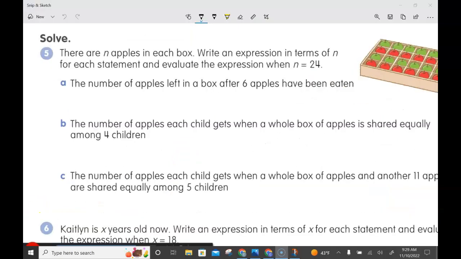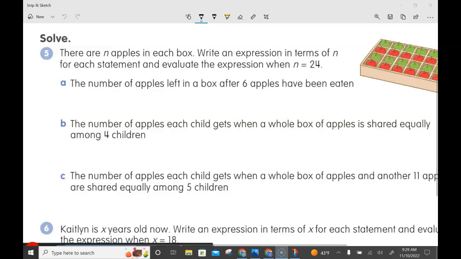Now we're going to take a look at number 5 on page 16. So it says there are n apples in each box. So that's the variable. We don't know how many apples there are in each box. It says write an expression in terms of n for each statement and evaluate the expression when n equals 24. So now that they're telling us n equals 24, we know that there are 24 apples in each box then.